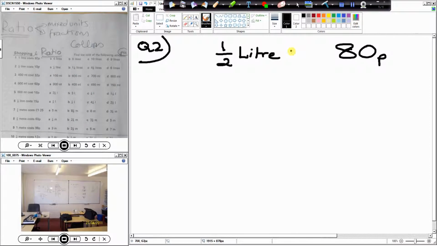Okay, folks, welcome back. We are now looking at ratio, shopping and ratio. These questions involve mixed units, involve fractions. They're from the Collins book, page 55. So let's make ourselves a little table. We're going to be looking at question number 2 over here. I'm going to set it out for you. This is how you set it out when you do your homework.